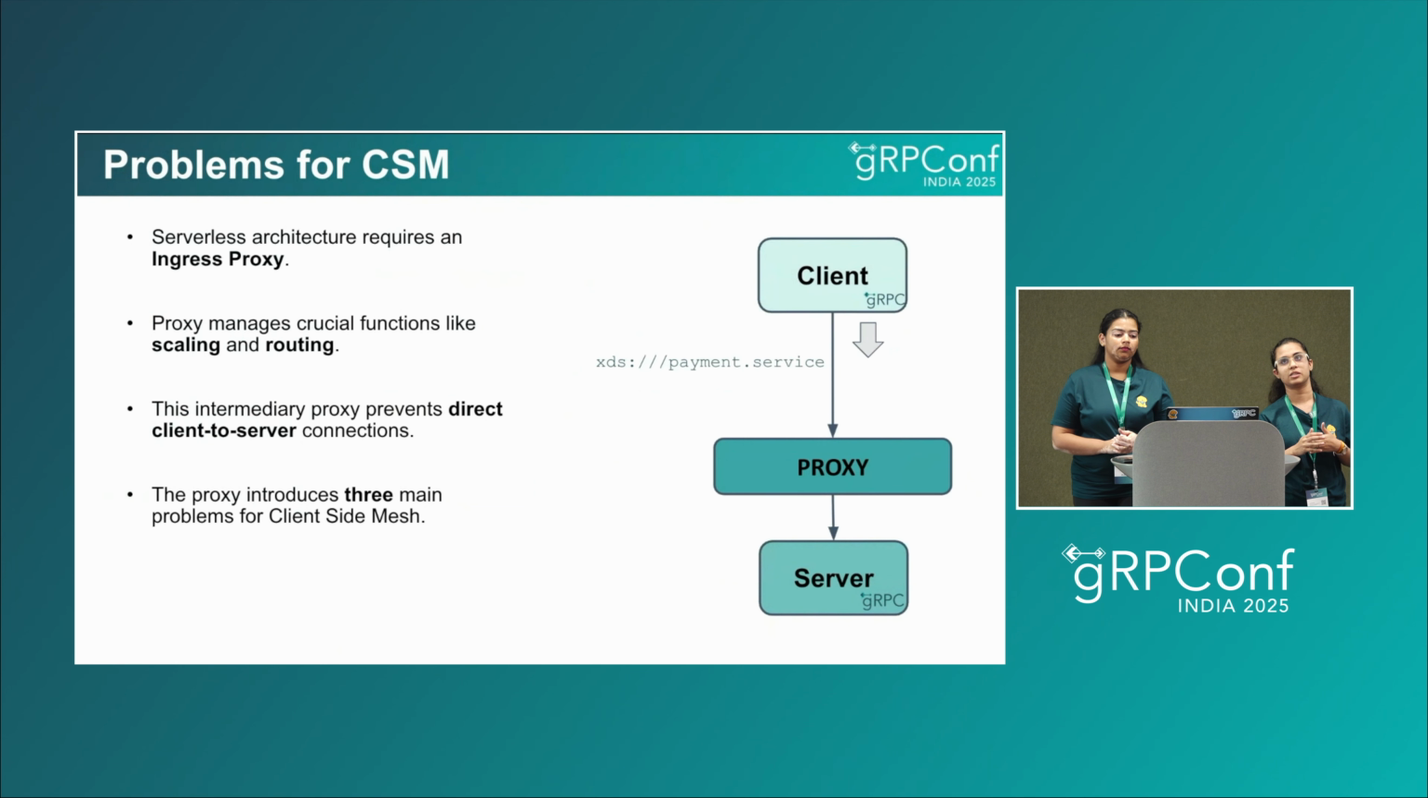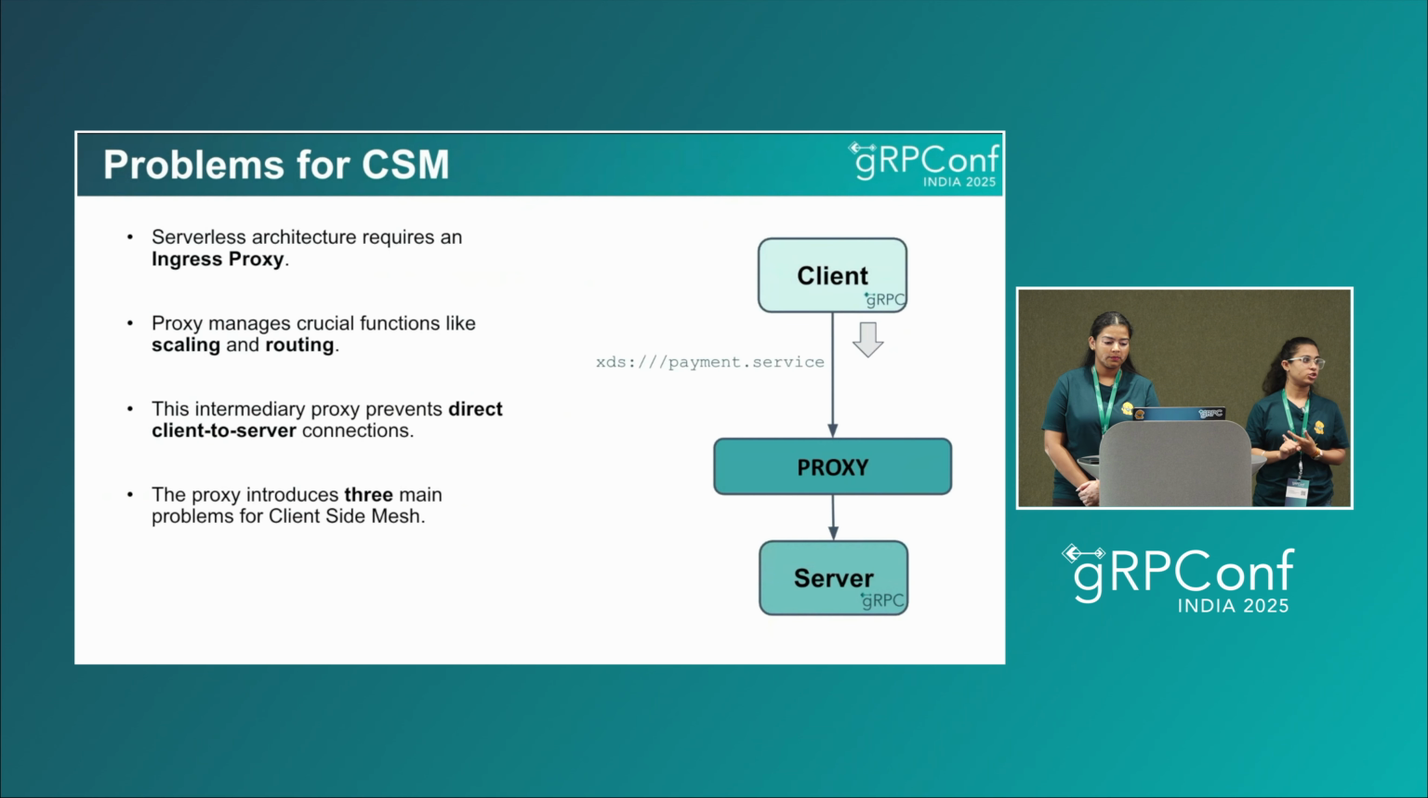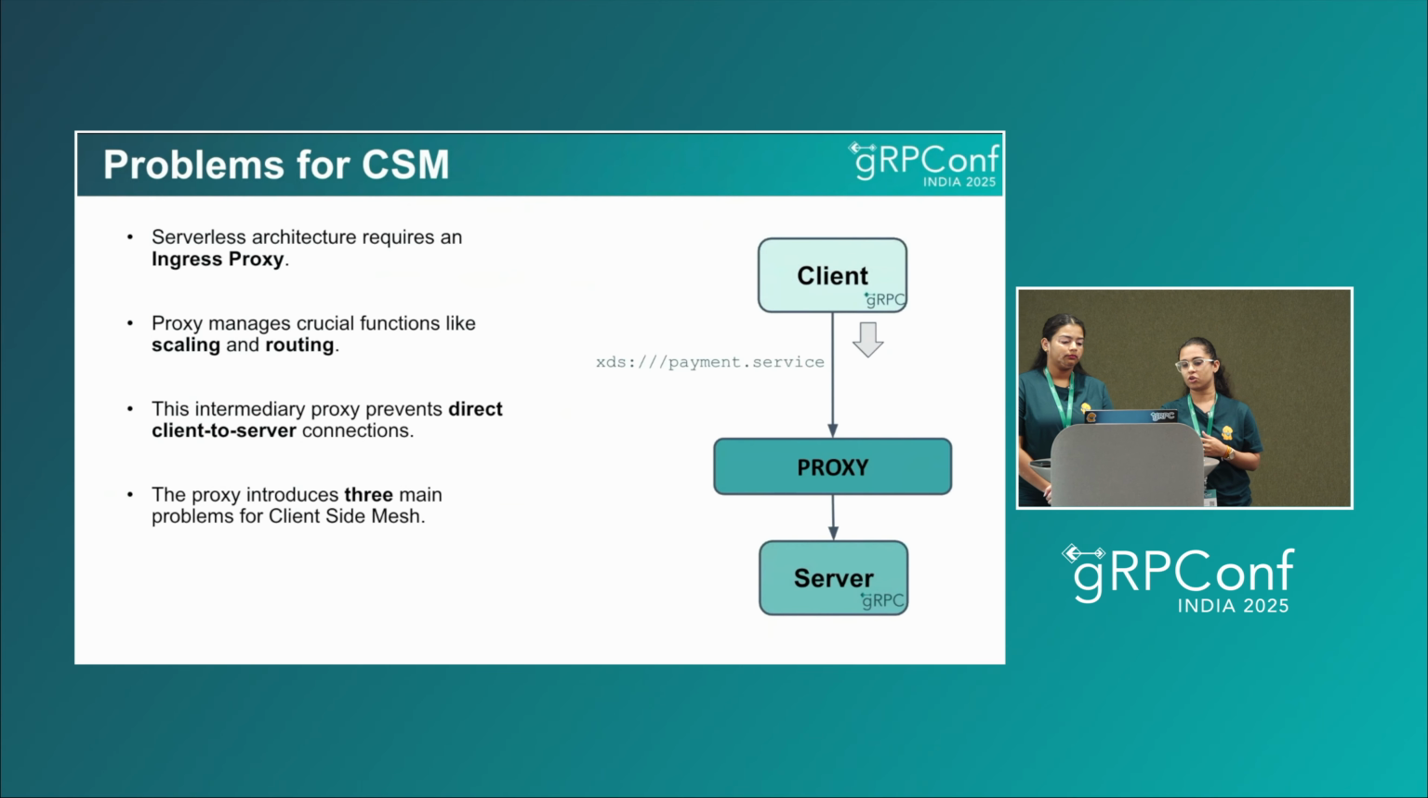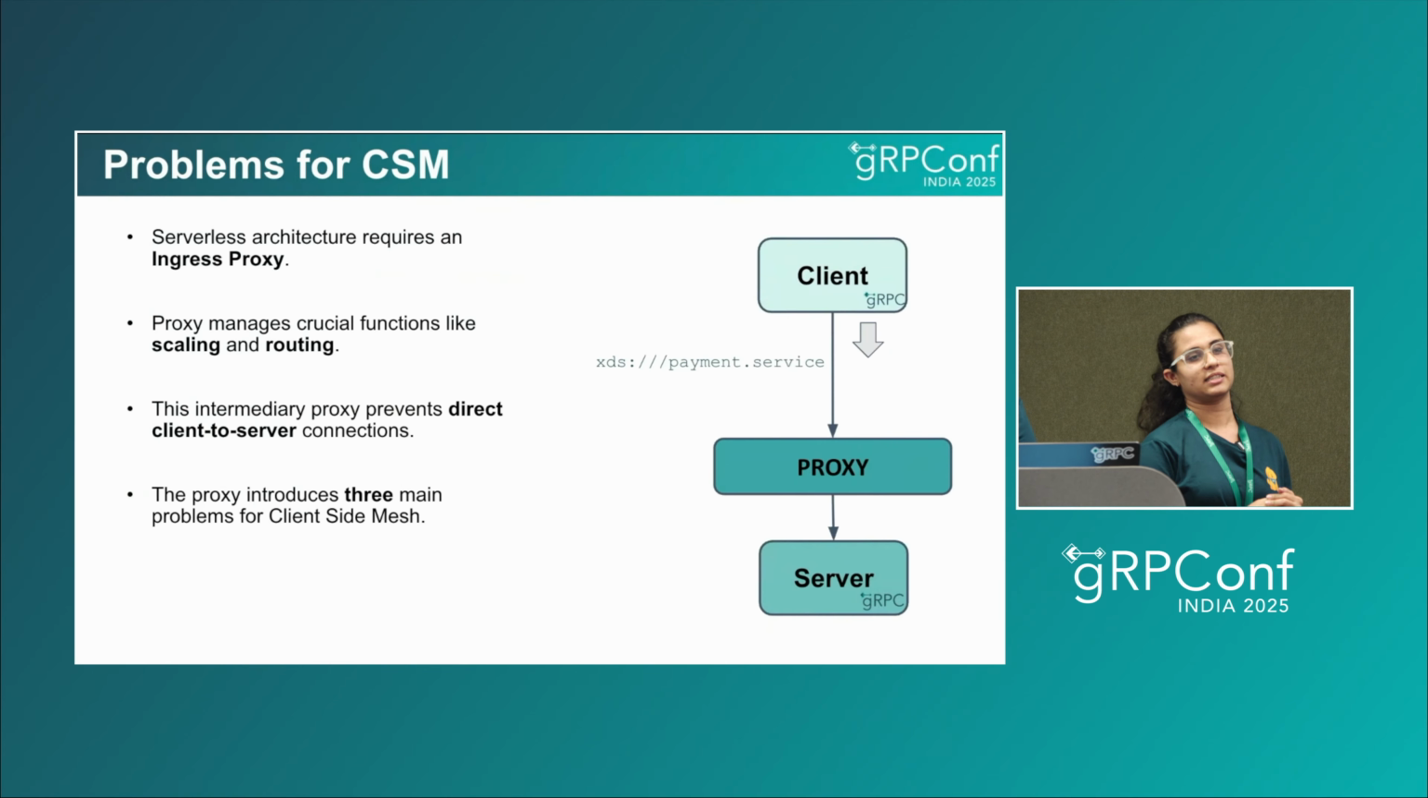Three major problems were: client authenticating the proxy, making sure that RPCs are routed to the correct service, and server authenticating and authorizing the client. So we'll talk about each of these problems one by one and what gRPC has done to solve these and make sure that users have a seamless experience.